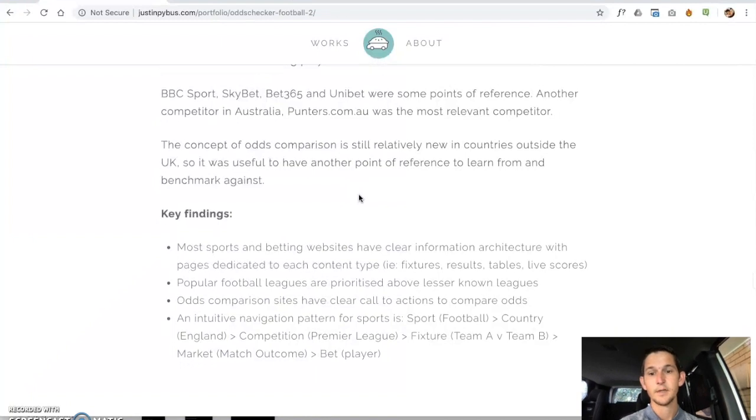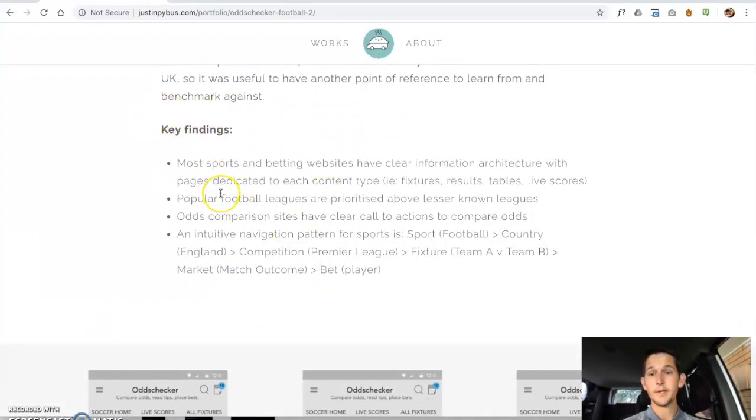And so what we learned from this competitor benchmarking is that most sports and betting websites have clear information architecture. They have a dedicated area for each content type, such as fixtures, results, tables, and live scores. An intuitive navigation pattern would be something like, if you want to find a fixture, you would navigate first by sport, then maybe by country, then by competition, like Premier League, and then fixture. And then on that fixture, because remember it's betting, you'd want to find the betting market, and then find maybe the player you want to bet on.